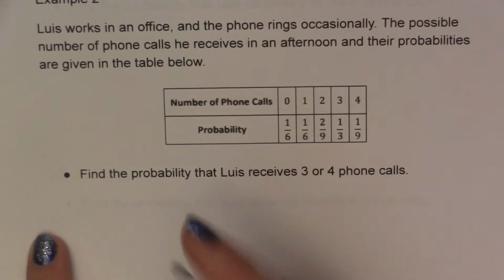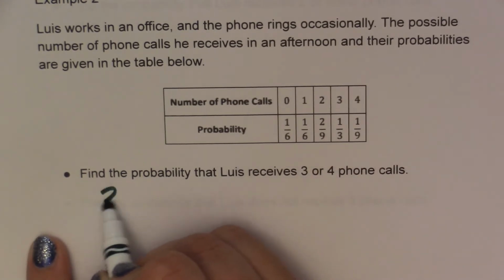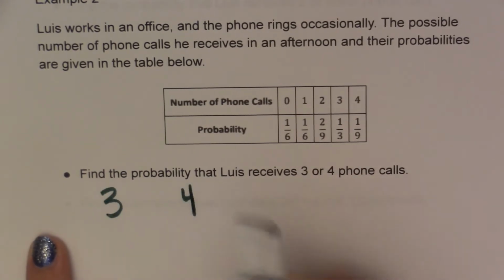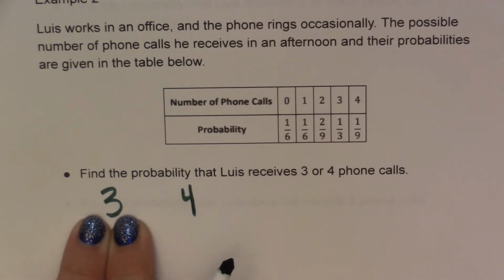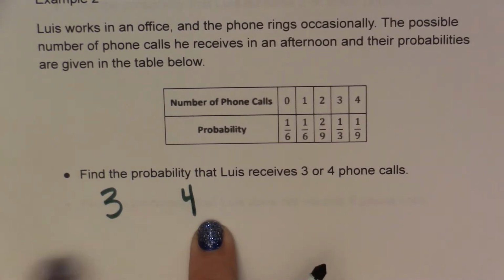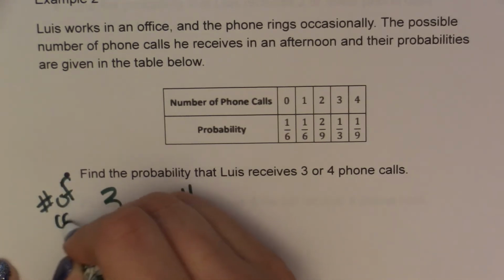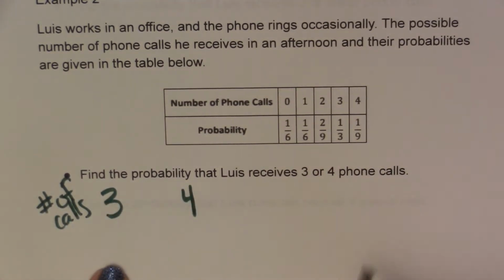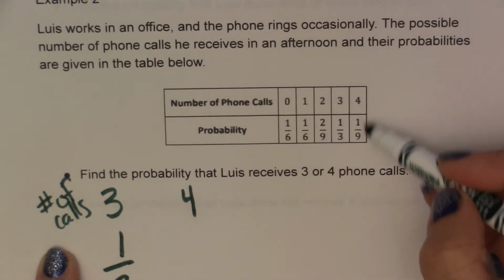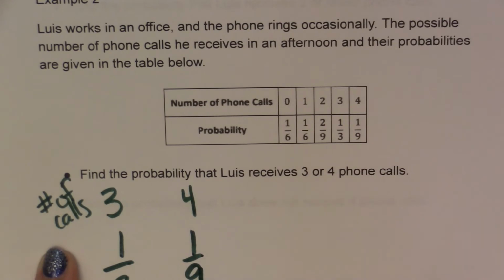Now, since these are fractions, I'm going to write them a little bit different, and you can organize them however you would like. So here's my number of phone calls of 3 and my number of phone calls 4. So number of calls. All right, so 3 was 1/3 and 4 is 1/9. So we need to add these two together.